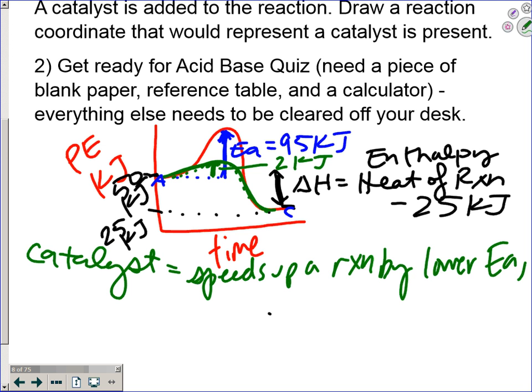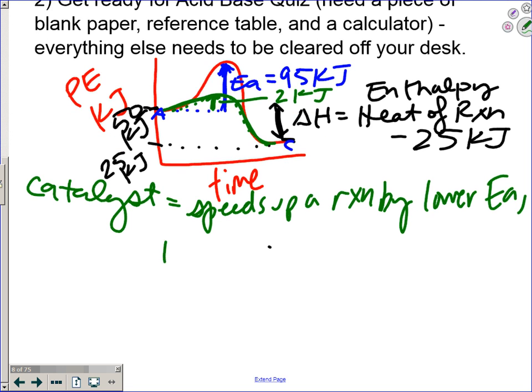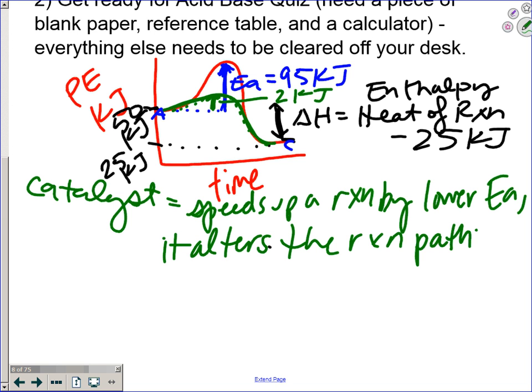And then I'm going to add 2 more pieces here. It alters the reaction pathway. And I know that this seems kind of weird to say, but the way we express the different pathway is that the first one, the red one, was a big peak. The green one was the altered pathway. It starts at the same place, it ends at the same place, but the path taken is different. That's what that means. And then lastly, is it consumed?